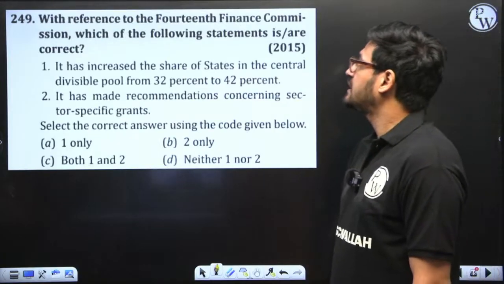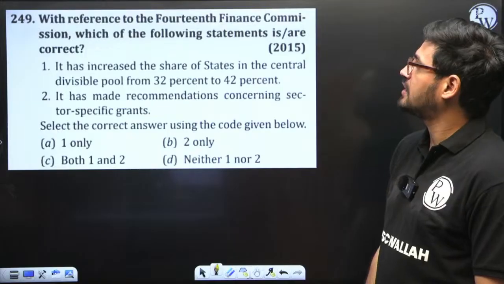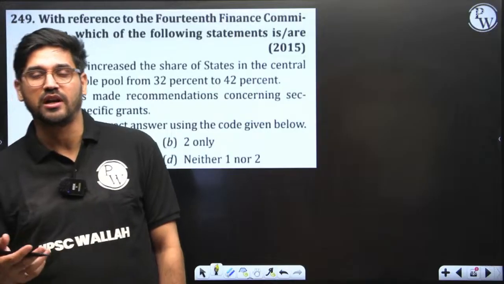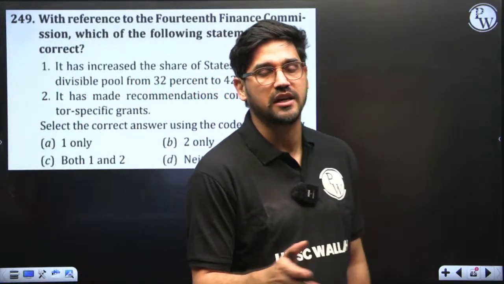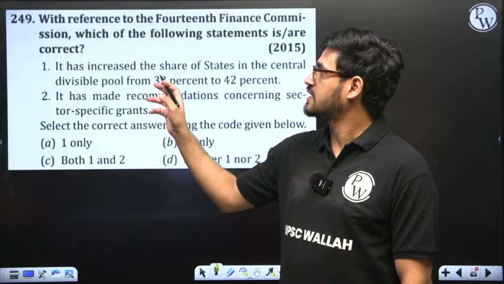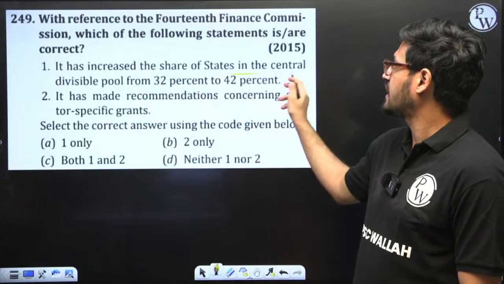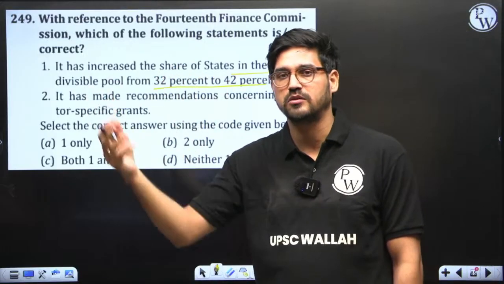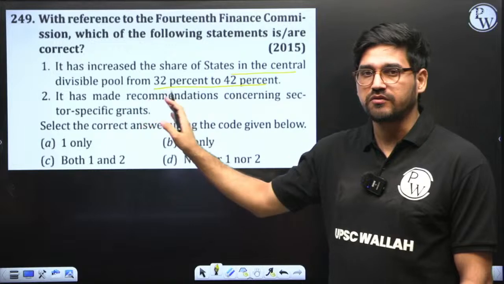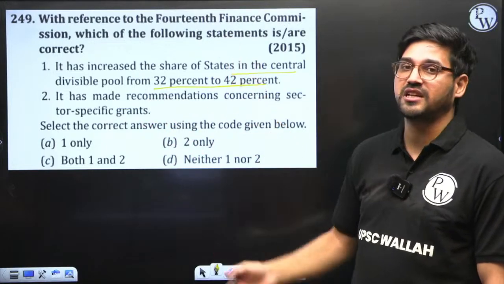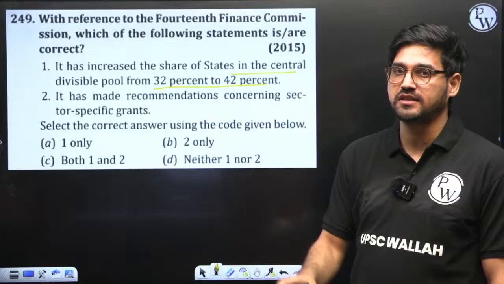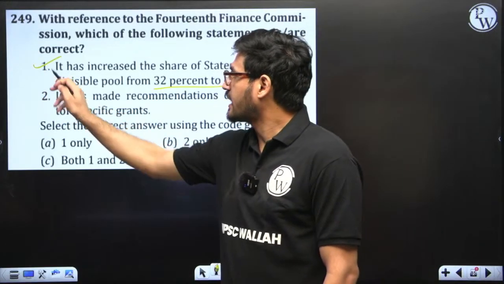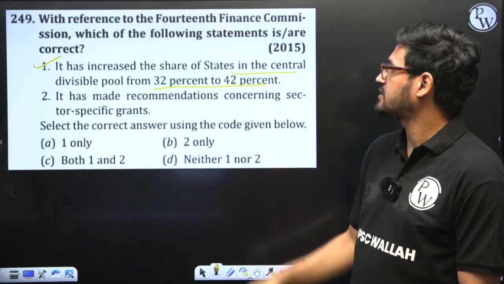With reference to the 14th Finance Commission, which of the following statements is or are correct? The Finance Commission is a constitutional body. You should know that its role is towards vertical devolution as well as horizontal devolution. First one says, it has increased the share of states in the central divisible pool from 32 to 42%. Now, this is a question back in the day, was also a current affairs based question. This was witnessed that the 14th Finance Commission had increased the share of states from the central divisible pool up to 42%.